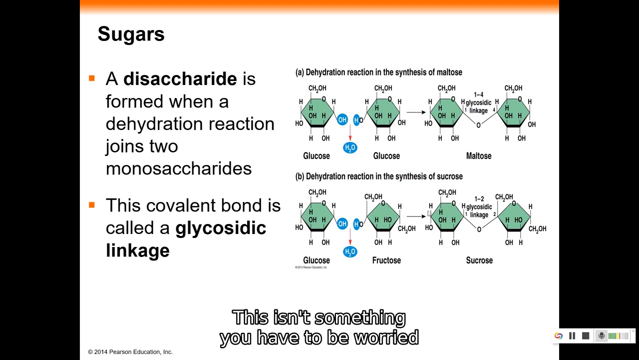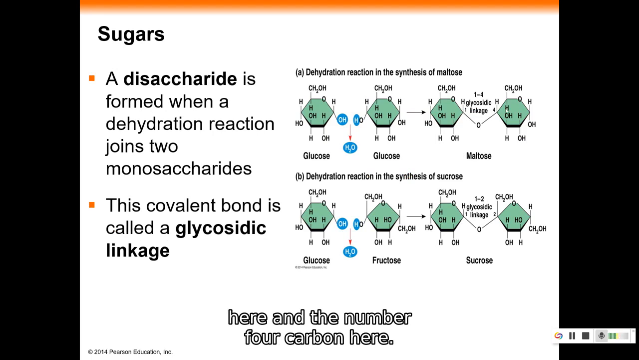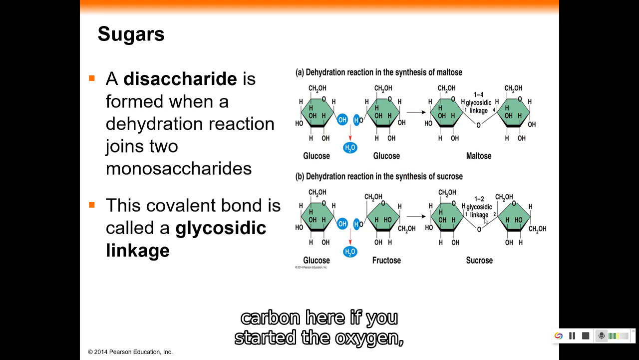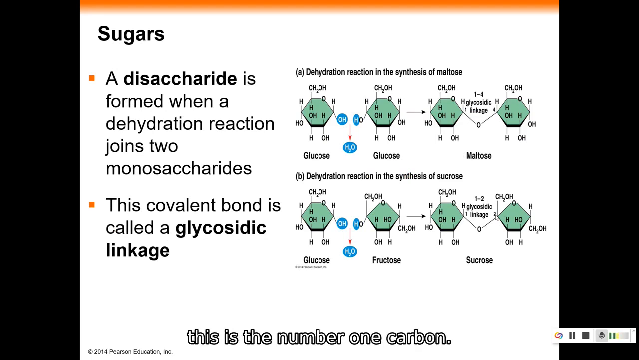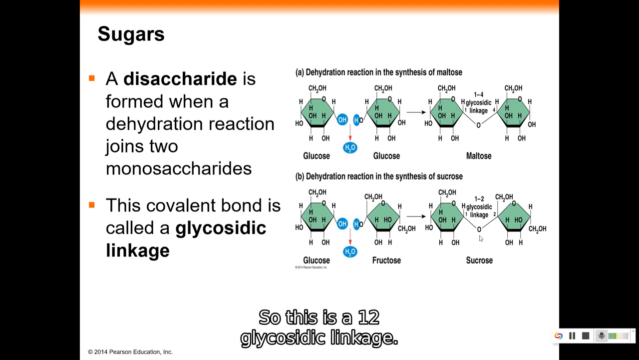This isn't something you have to be worried about being able to do at this point, but that's why this is called a 1,4 glycosidic linkage, because the oxygen is combined to the number 1 carbon here and the number 4 carbon here. So it'd be 1, 2, 3, 4, number 4 carbon. Here, if you started at the oxygen, this is the number 1 carbon, and this is the number 2 carbon. So this is a 1,2 glycosidic linkage.